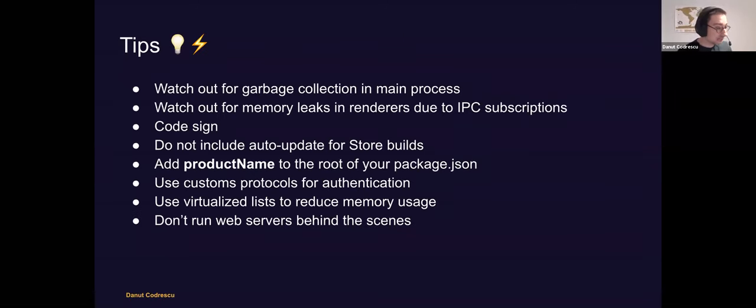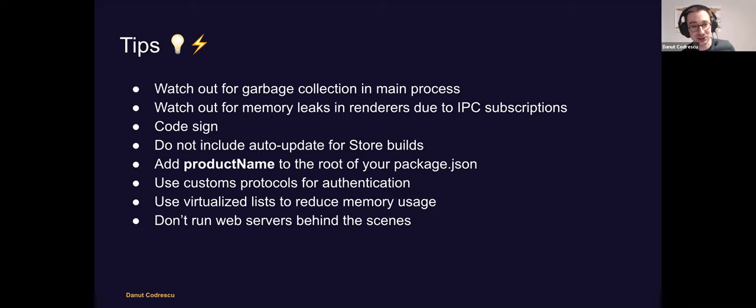Some tips which I think are very important: watch out for garbage collection of your variables in the main process. If you declare your variable in the wrong place, like inside of an event or something, it will be garbage collected because of course it's JavaScript, so it tries to optimize the memory usage. So sometimes it might garbage collect your variables. So make sure that you put them as top-level global variables, so that you can use them in different functions.